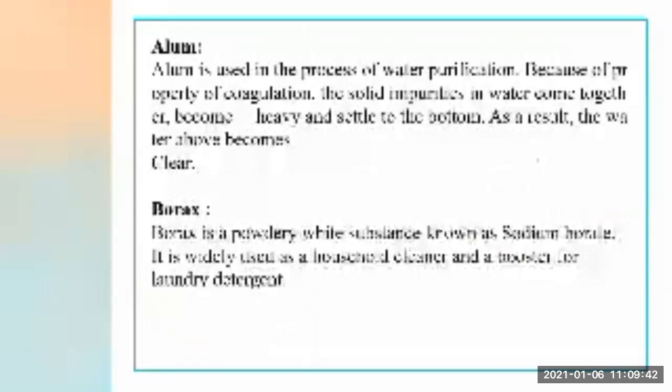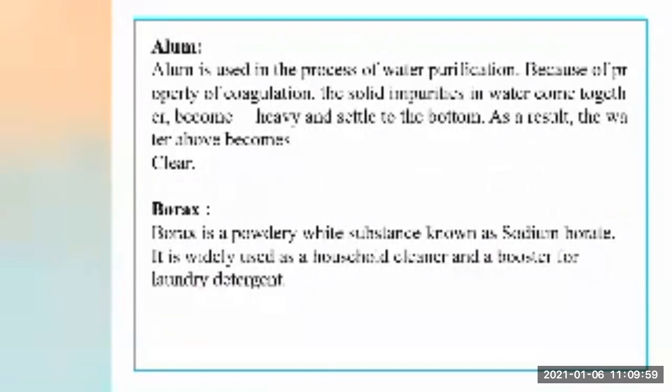Now see, alum, fitkari, right? Alum is used for the purification of water. Now how is it used for purification of water? We see that when we put alum in our water, we just take two to three rounds of alum in the water. What we see is that it shows the property of coagulation.